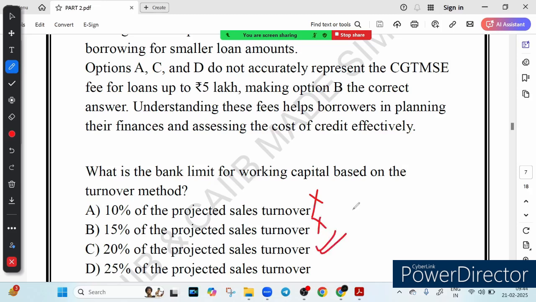What does this mean? That means bank calculate working capital limit as 20% of the projected sales turnover. This ensure that business have enough cash flow to manage raw material purchase, salary paying and handling operating expense. Let me give you an example.